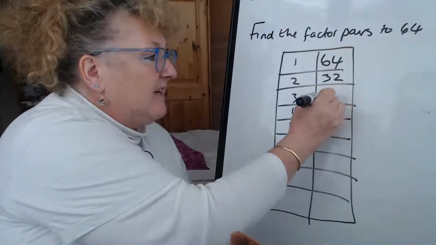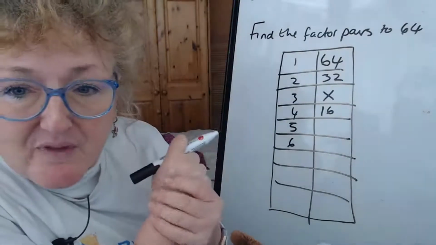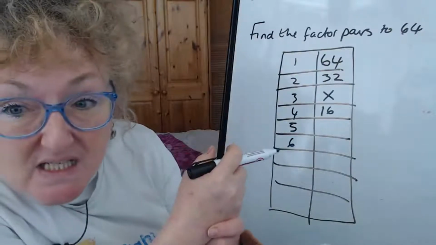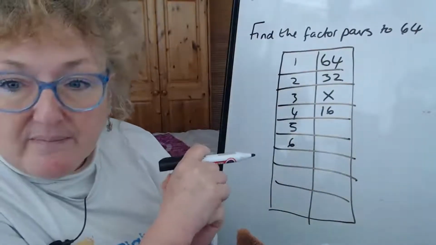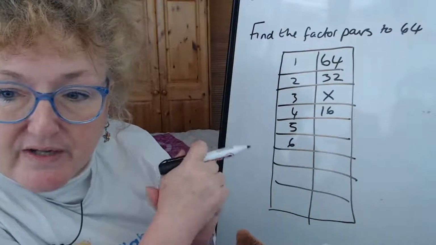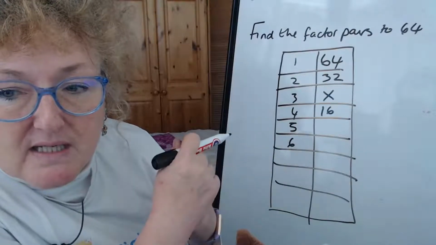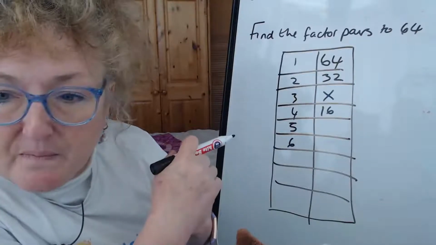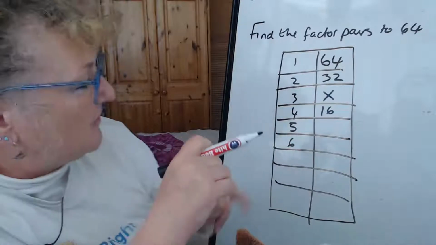Okay. 3 won't go, will it? 3 into 64 won't go. 3 20s are 60, 3 21s are 63. We haven't got another group of 3 to make. Now 3 is a cross. Absolutely agree with you, 3 is a cross. 1 and 64, 2 and 32. Not 3 and 16. 4 and 16, 2 and 32.